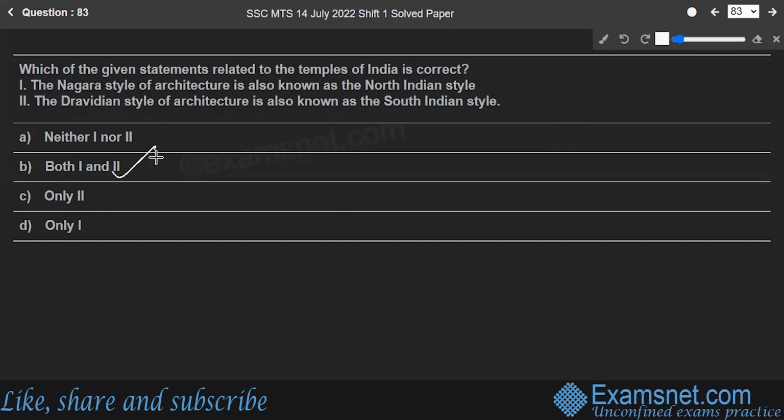Both one and two. The style of temple structure that became popular in northern India is called Nagara. The Gupta dynasty, 3rd century CE to 543 CE, was the first documented patron of the Nagara style, which remained popular throughout medieval India till the Muslim conquests in the 13th century CE. So, option B is the correct answer to the question.